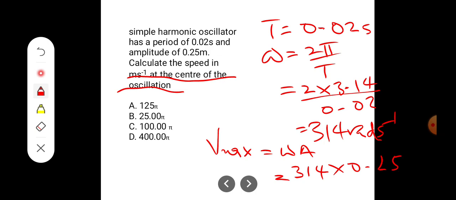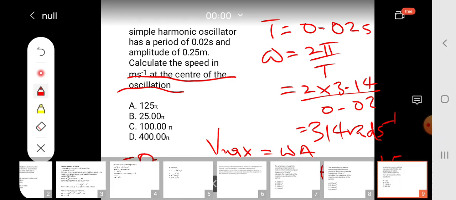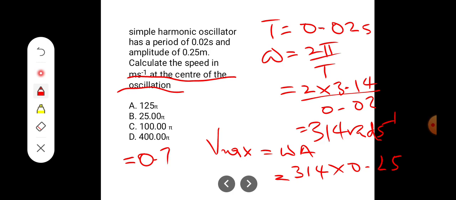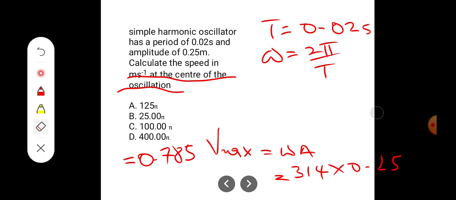3.14 multiplied by 0.25, we are getting 0.785. Sorry, that's going to give us 70. Oh, the answers are in pi. So let's leave our answer in pi. Sorry, we're going to redo the whole of this and leave our answer in pi, because the options are left in pi. So let's clean this.